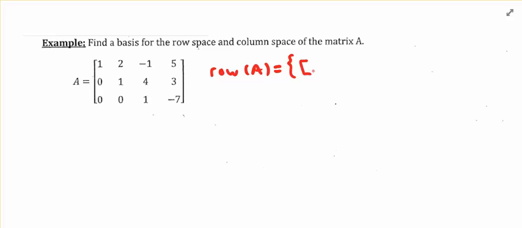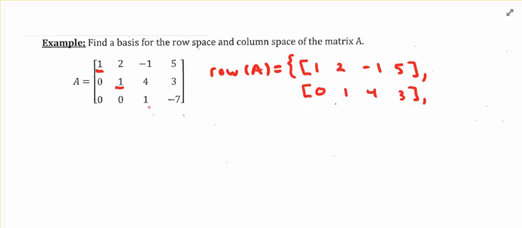So I'll write it this way. Bracket 1, 2, negative 1, 5. If you look at row 2, so row 1 had a leading 1, but row 2 also has a leading 1. So this entire row from the matrix A should also be part of the basis for the row space. So you want to include that in here as well. So the entire row, 0, 1, 4, and 3.